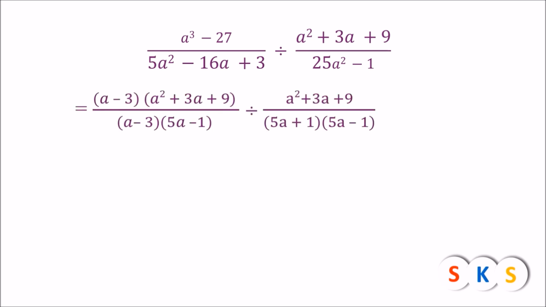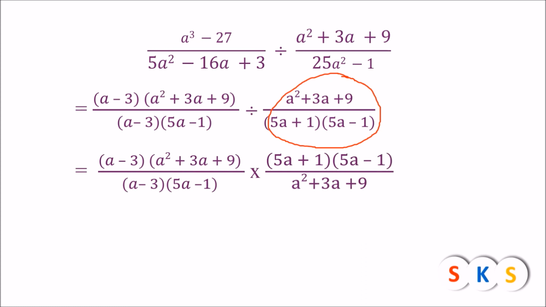Now we will write it in the form of multiplication. The second fraction, the one after the division, we will take the reciprocal of when we write in the form of multiplication. So the second term, (a square plus 3a plus 9) whole upon (5a plus 1) into (5a minus 1), will become (5a plus 1) into (5a minus 1) whole upon (a square plus 3a plus 9). Okay, we will get this.